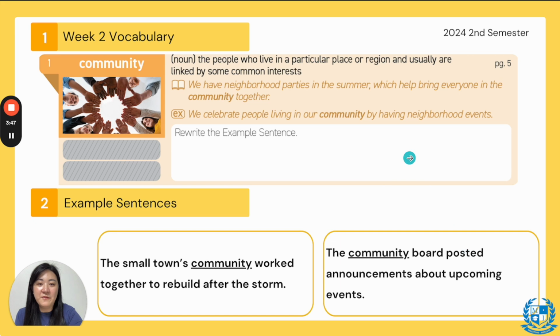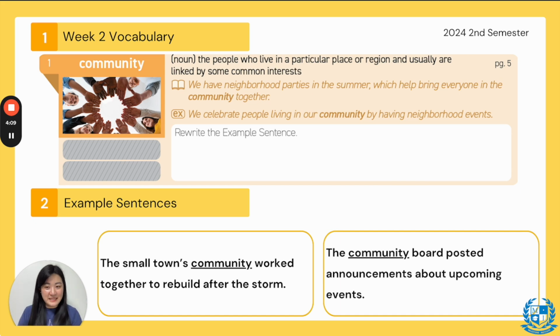Also, as a reminder from last week's video, if this is your first week, in this big white rectangular box, it says, rewrite the example sentence. So this example sentence here, you must rewrite this sentence word by word in this white box. It is part of your homework, so please do not skip this very important step.